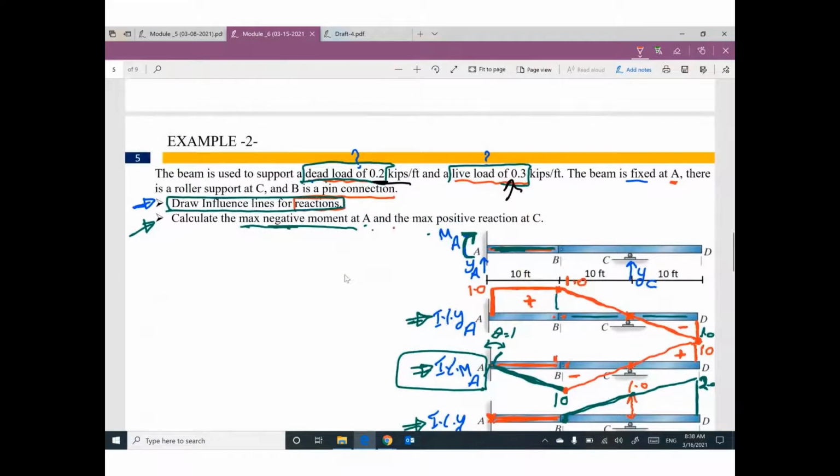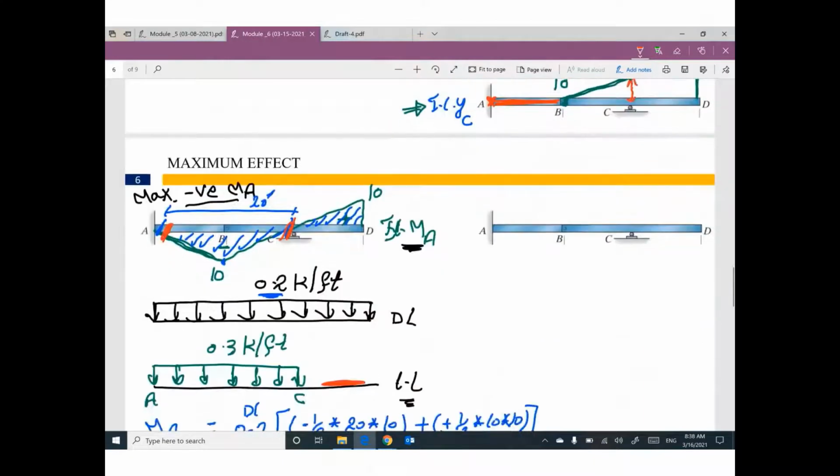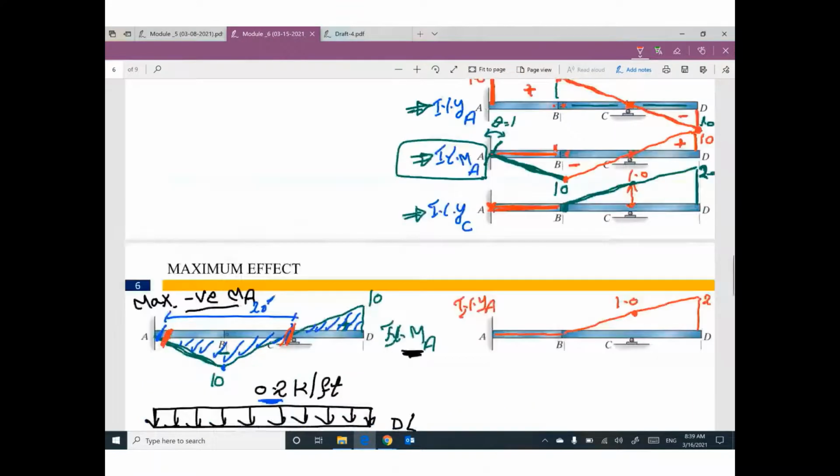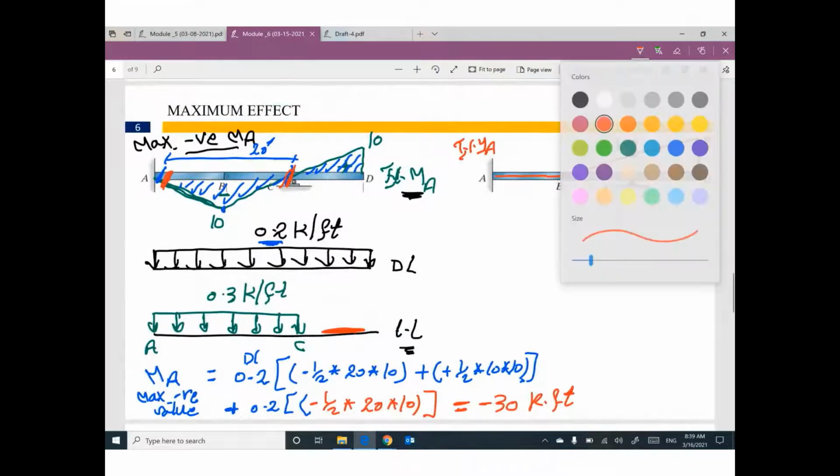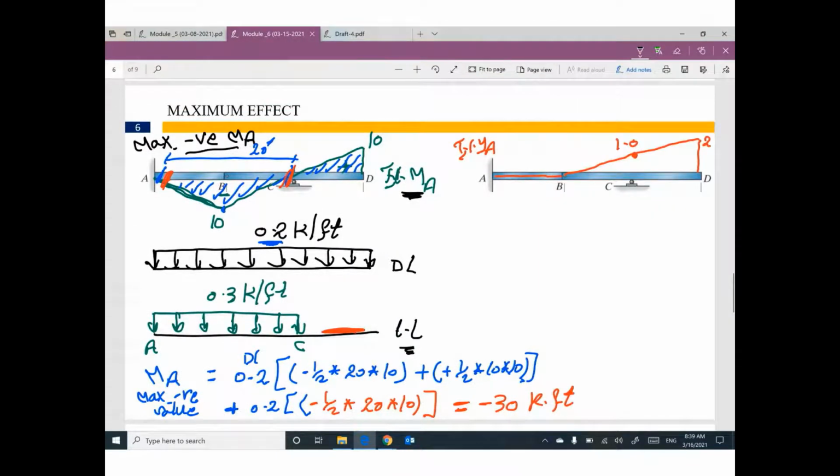We are looking for maximum positive reaction at C. Can you remind me what the influence line of YC was? Yeah, it was something like this: 0 here, and your diagram looks like this. This value was 1, this value was 2. Please keep your eye on the influence line diagram of YC.